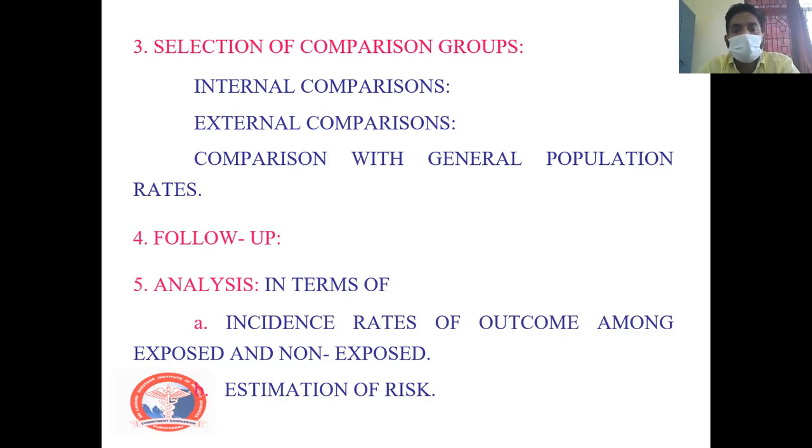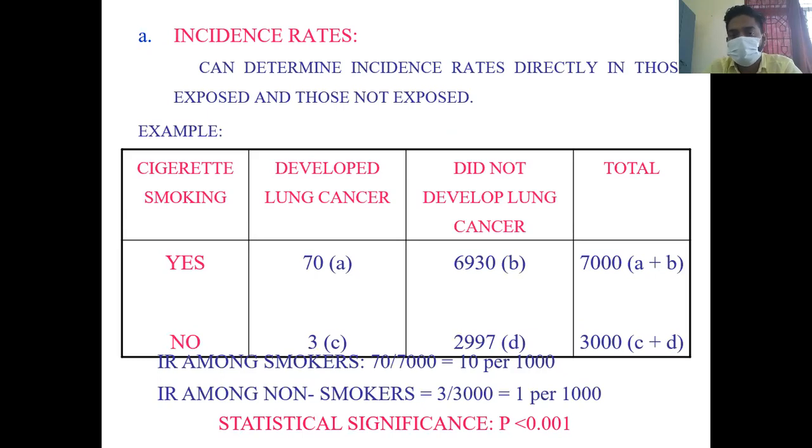In terms of incidence rate of outcomes among exposed and non-exposed. So in analysis, the main thing is incidence. Cohort studies are otherwise known as incidence studies. If you want to calculate prevalence, you need to do a cross-sectional study. If you want to calculate incidence, you have to do a cohort study, right? So the main thing is incidence rate of outcome among exposed and non-exposed. Second thing, estimation of risk. What are the risk factors, right?